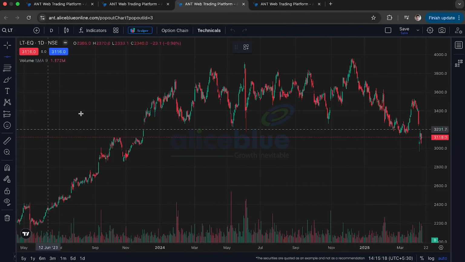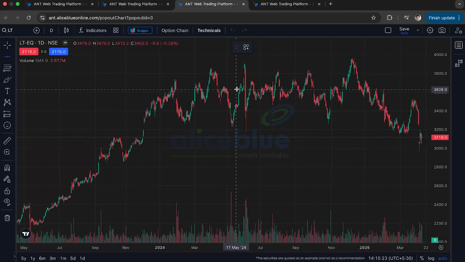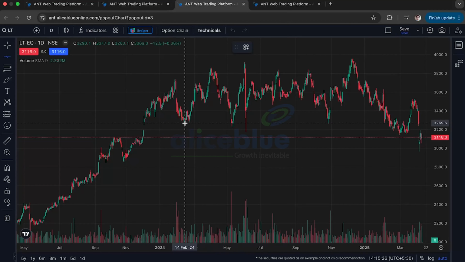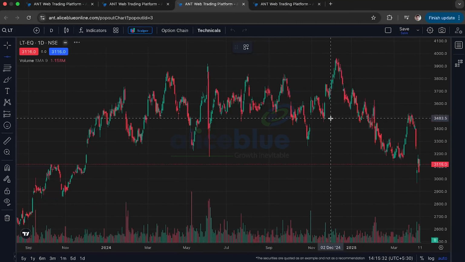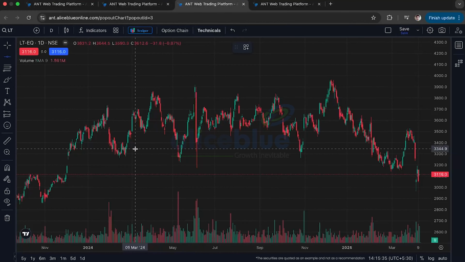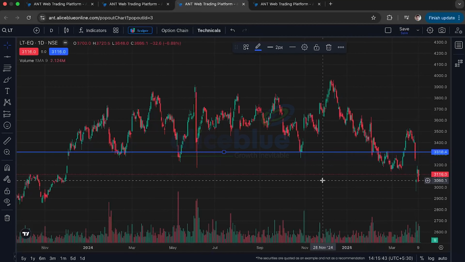I'm not following a trend here, guys. I'm just following where the price of that stock has given a breakout. You can see this point over here, this point over here, this point over here has always given a breakout. So I will just add a horizontal line to it. So this is the level. 3316 is the level, almost around that.